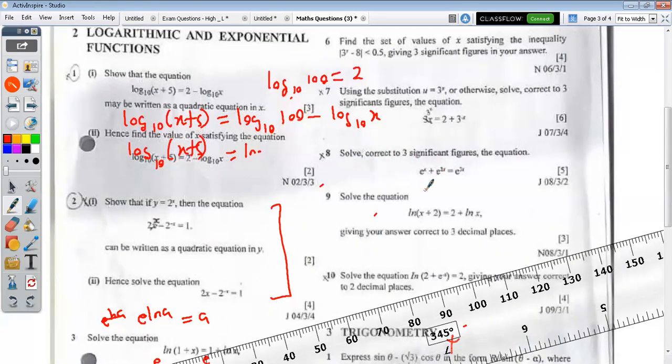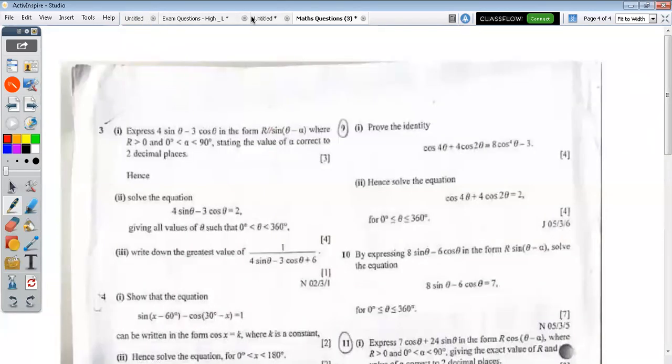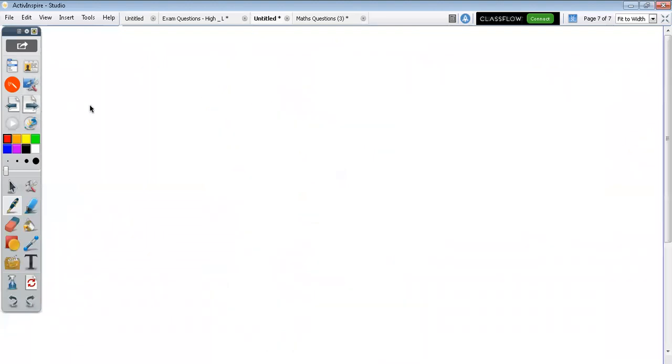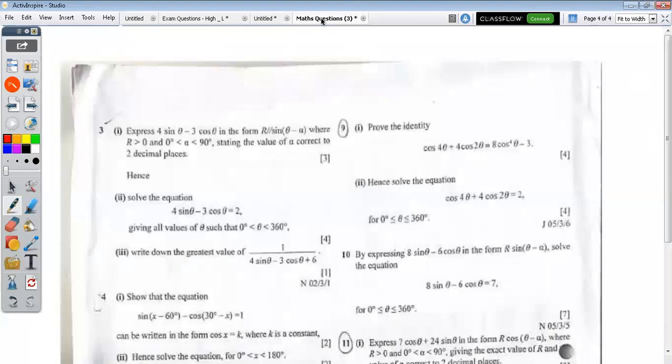Three to the power of what? An x what? A 3x. Should be 3x. So I think it should be like this: e to the power of x plus e to the power of 2x is equal to e to the power of 3x. So there are many ways you can do it.